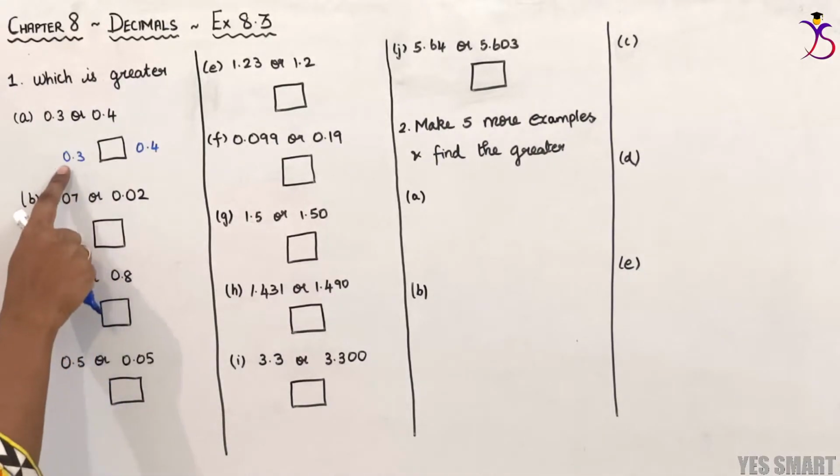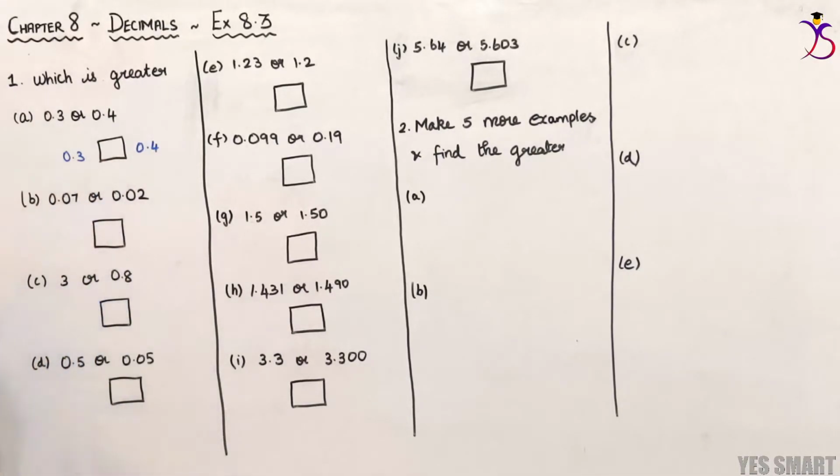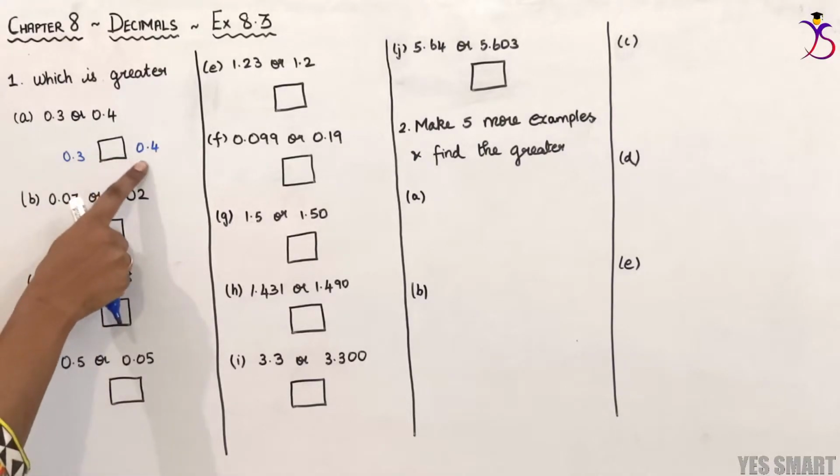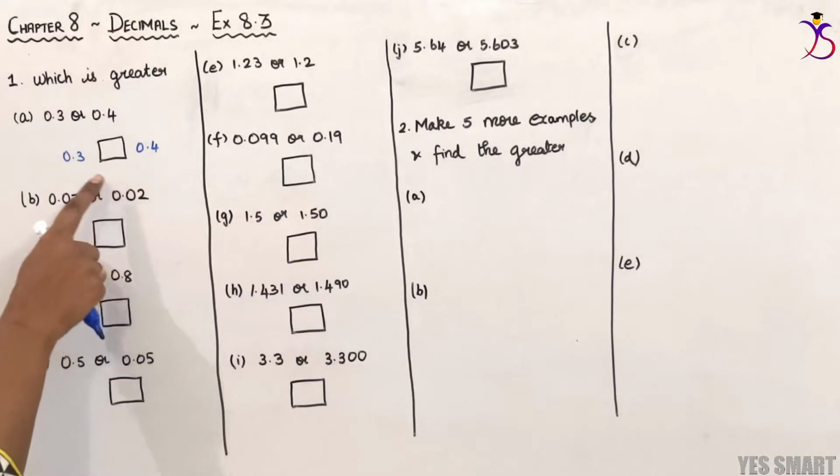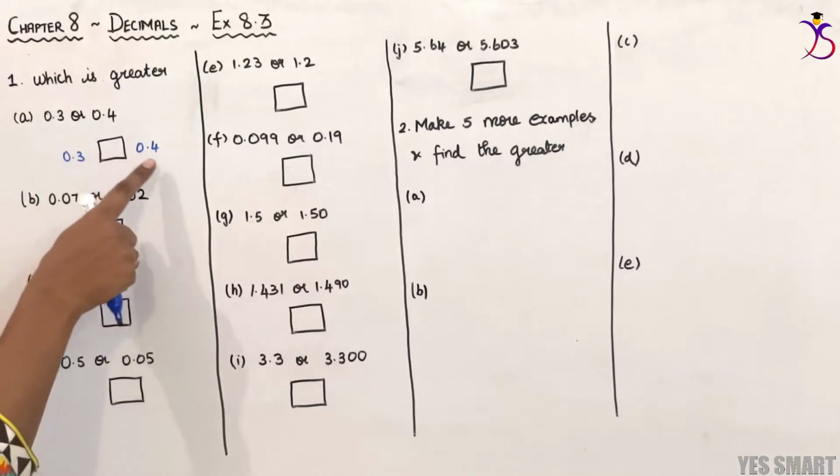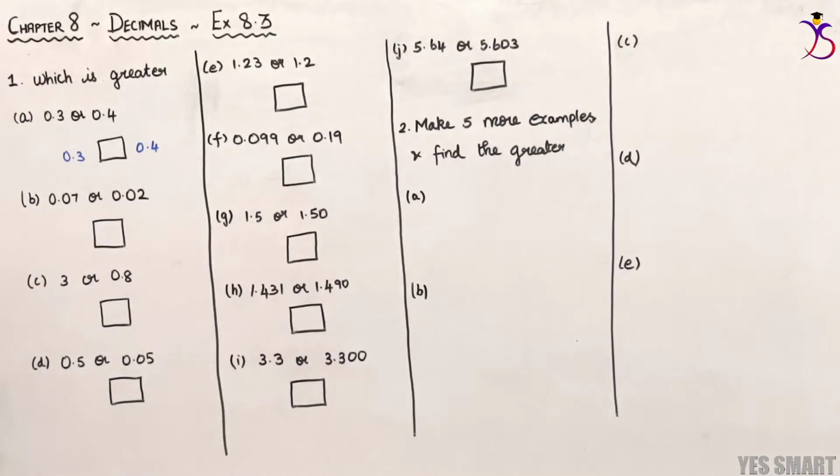The whole part here is 0. Here also it is 0. Now moving on to the decimal part comparison. Here we have 3, here we have 4. Obviously 4 is greater than 3. Therefore 0.4 is greater.